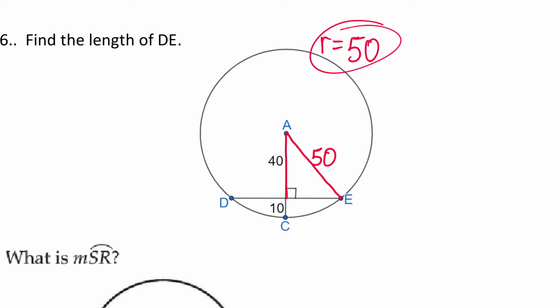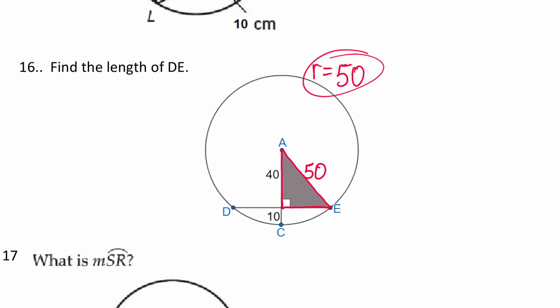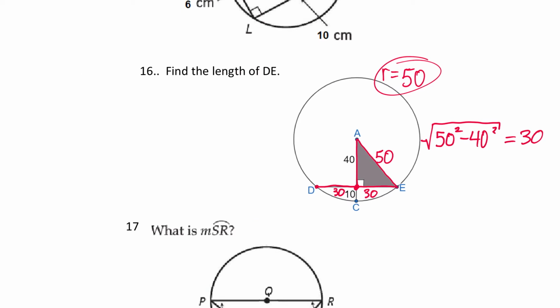All right, so now notice we create this right triangle here. So we're going to use the Pythagorean Theorem. How are we going to set this one up? 50 squared minus 40 squared, because on this one, 50 is the hypotenuse. When we know the hypotenuse, we subtract. So what does that give you? Gives you 30. So this is 30 from here to here. So this is 30 from here to here. So how long is DE? It's 60.